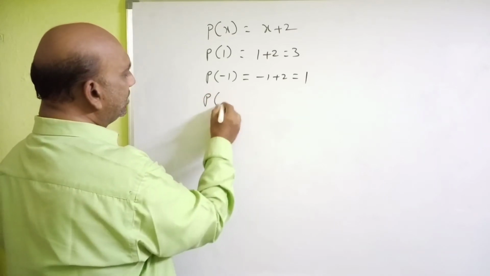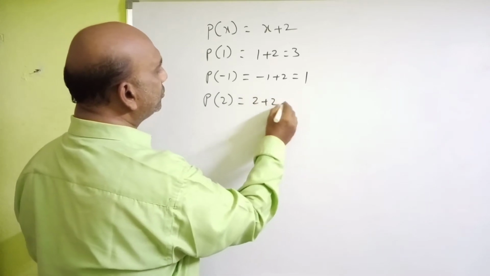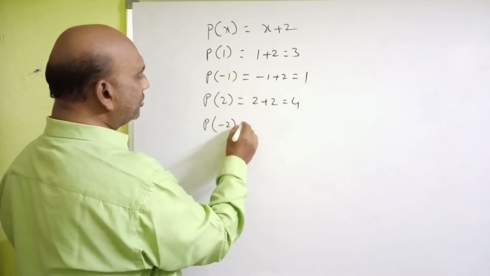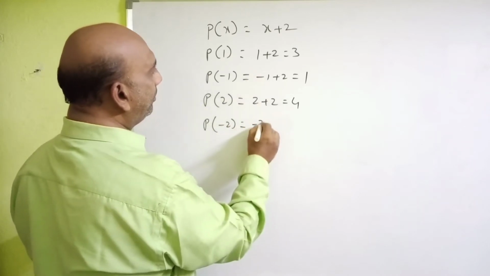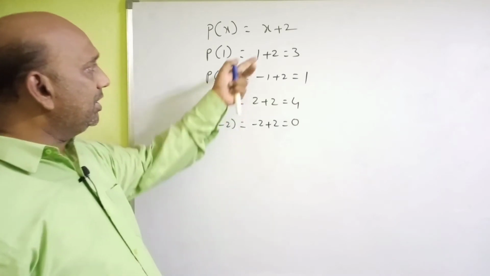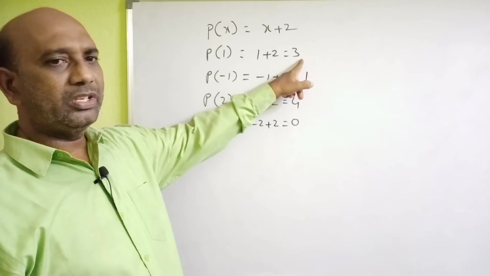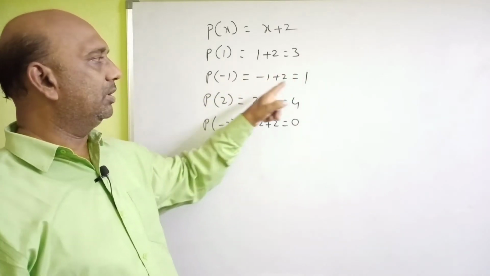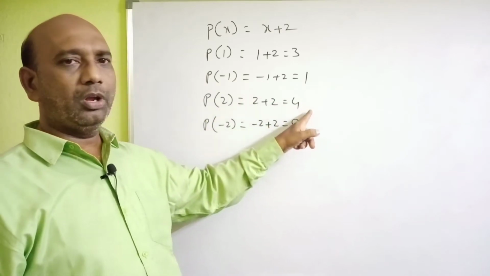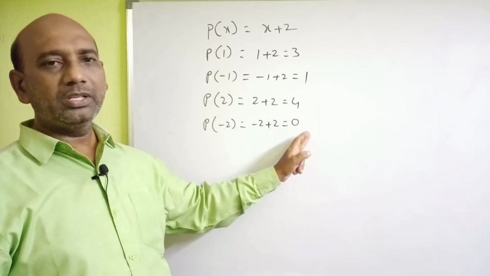Now, again substitute plus 2 in place of x. That will become 2 plus 2 is equal to 4. And put minus 2 in place of x. That will become minus 2 plus 2 equal to 0. If you observe these four values, at x equal to 1, the polynomial value is 3. At x equal to minus 1, the value is 1. At x equal to 2, the value is 4. And at x equal to minus 2, the value is 0.